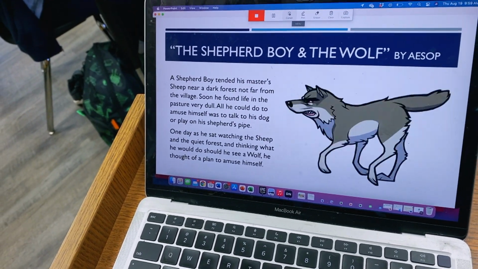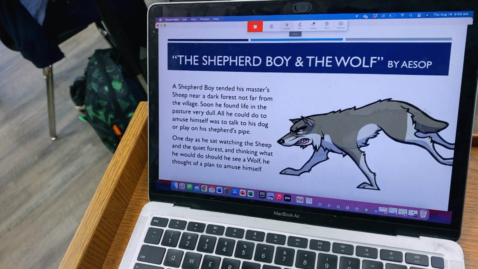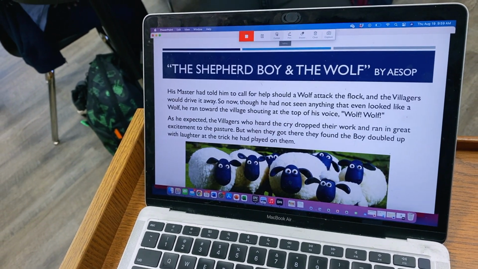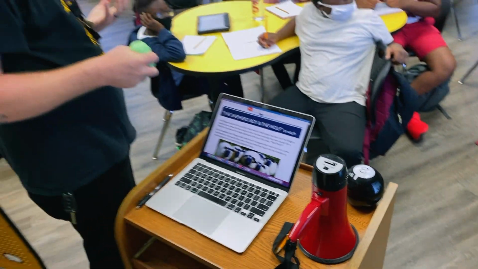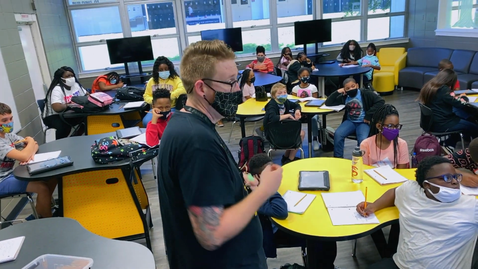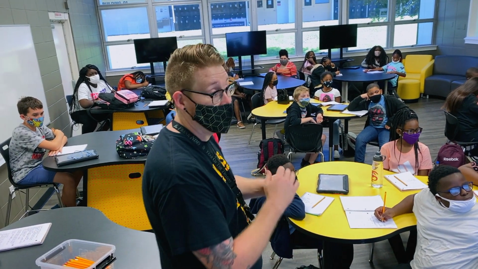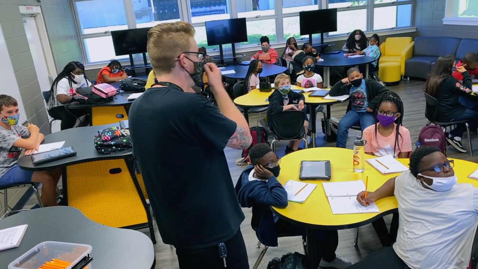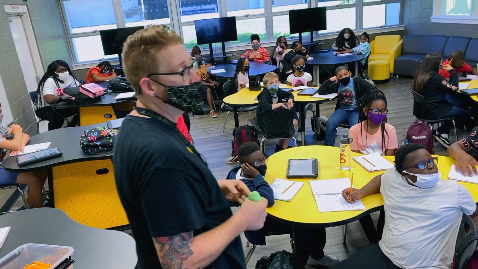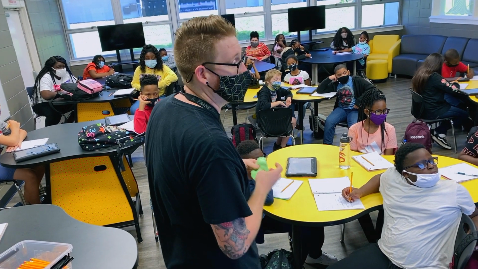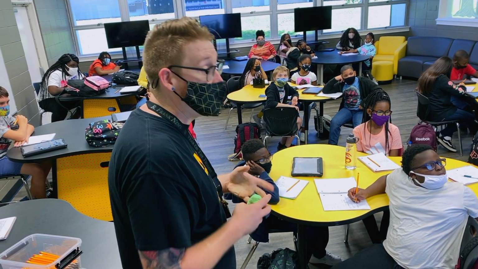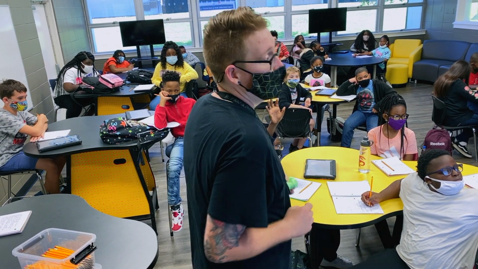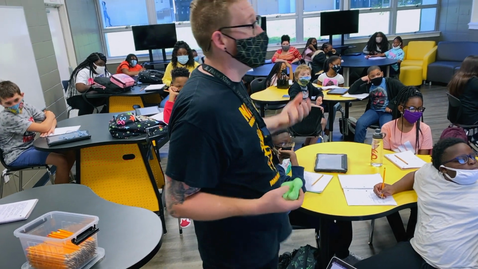One day, as he sat watching the sheep in the quiet forest and thinking what he would do should he see a wolf, he thought of a plan to amuse himself. His master had told him to call for help should a wolf attack the flock and the villagers would drive it away. So now, though he had not seen anything that even looked like a wolf, he ran toward the village shouting at the top of his voice, "Wolf! Wolf!" As he expected, the villagers who heard the cry dropped their work and ran in great excitement to the pasture. But when they got there, they found the boy doubled up with laughter at the trick he had played on them. A few days later, the shepherd boy again shouted, "Wolf! Wolf!"